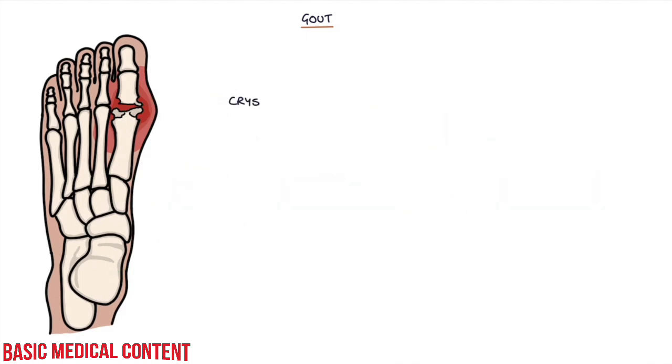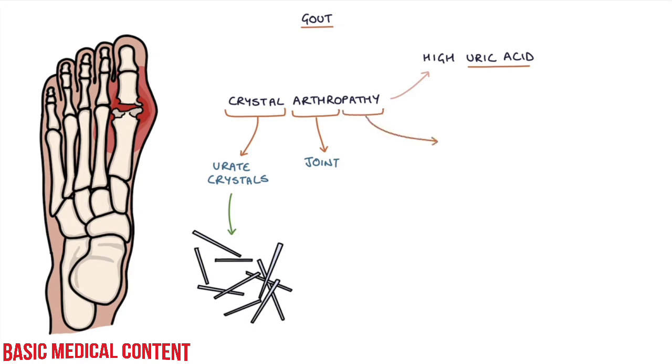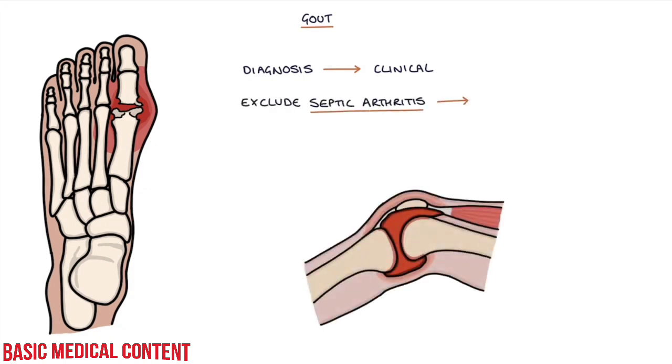Gout is a type of crystal arthropathy that's associated with chronically high blood levels of uric acid. Urate crystals collect in the joint, causing it to become acutely hot, swollen, and painful. A diagnosis of gout is usually made clinically. It's essential to exclude septic arthritis, which is a potentially very dangerous differential diagnosis. In order to exclude septic arthritis, joint fluid aspiration may be required.